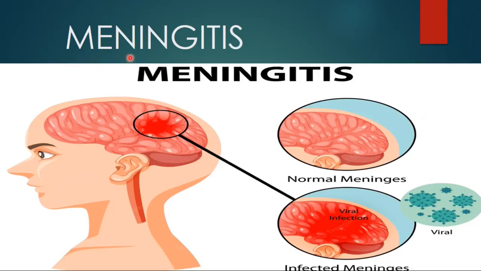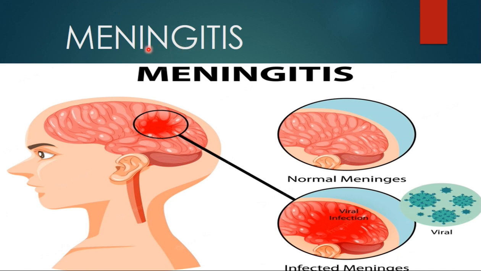Friends, today our topic of discussion is meningitis. So what is meningitis? It is clear from the word only. Itis means inflammation. Meningitis means inflammation of the meninges, that means the protective membrane of your brain and spinal cord.